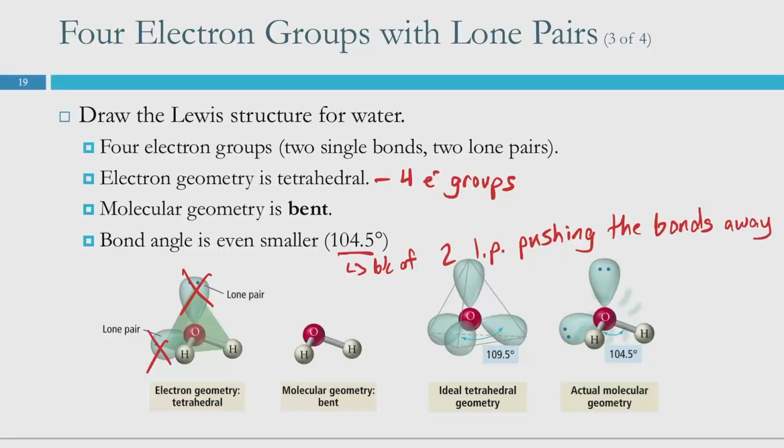You can also get bent geometry if you have something that's got a central atom and 3 electron groups and one of them's a lone pair. This one, the electron geometry would be trigonal planar. And the molecular geometry would also be bent. So that's another way that you can get that bent geometry.